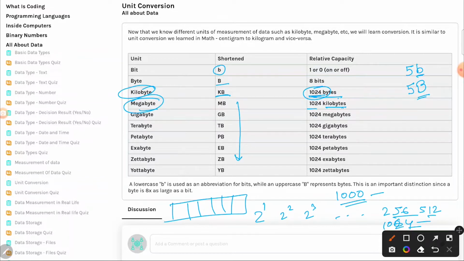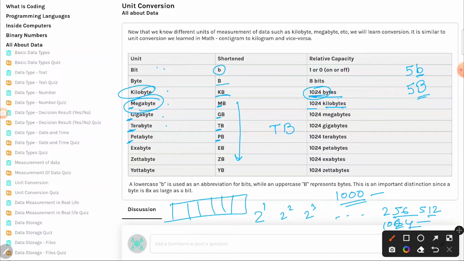Now, should you remember this? It's relatively easy. If you remember the order: bit, byte, kilobyte, megabyte, gigabyte, terabyte, and the first letters, T for TB, G for gigabyte, M for megabyte, P for petabyte, and so on. So when you look at TB, T stands for tera and B stands for byte: terabyte.